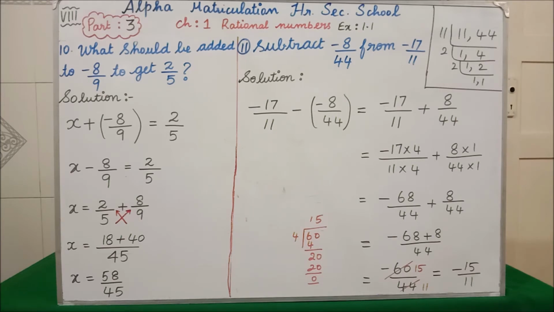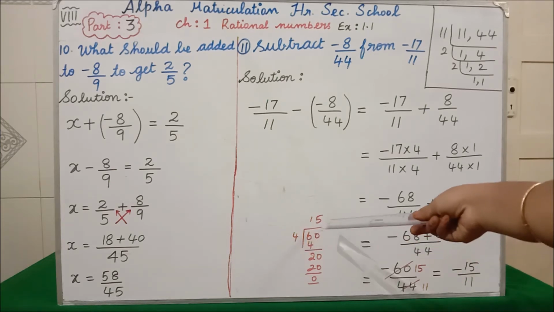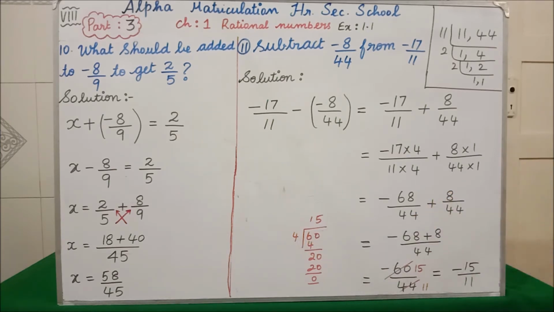So 60 and 44, both I am cancelling in the 4 table. In the 4 table, 60 is how many times? 15 times. So I have written 15 in the numerator. In the 4 table, 44 is how many times?